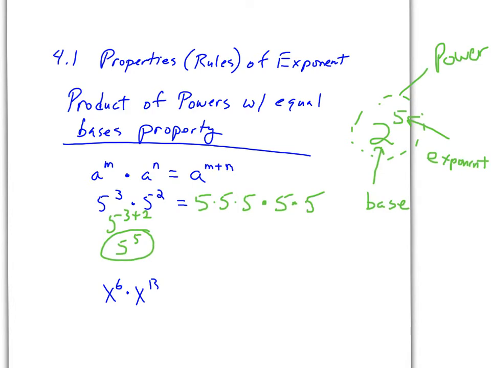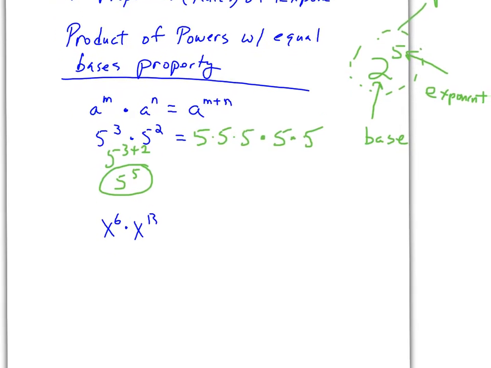Now, let's look at one with variables. 5x to the 6th times x to the 13th. What I'm going to do there is just simply add the exponents, and I'm going to say that's x to the 6th plus 13, or x to the 19th.